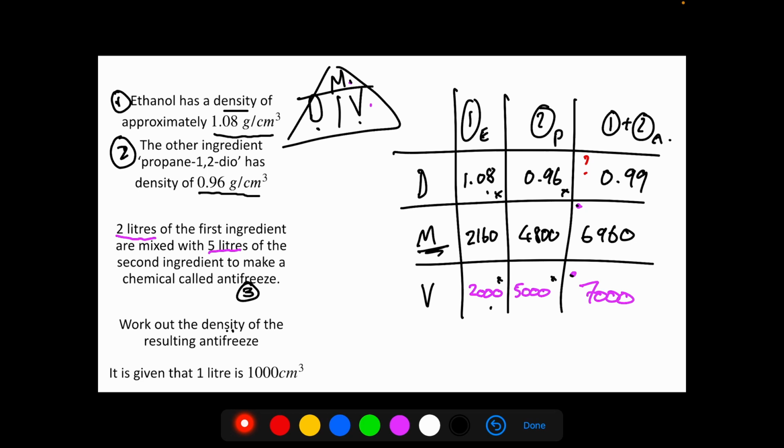0.99 what? Well, we had mass, and mass was in grams. Everything in the question was in grams. And then we had centimeters cubed. So that would be 0.99 grams per centimeter cubed. And there you go. A really difficult question on the surface, and again, our grid is taking care of that. No problem at all.